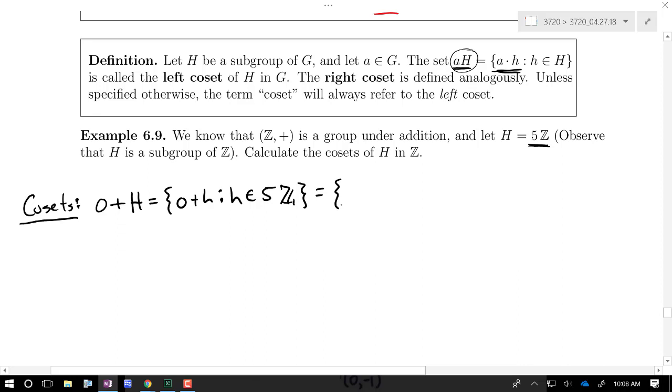So if h is in the subgroup 5Z, that means it's a multiple of 5. What do I get if I add 0 to a multiple of 5? Not a trick question. It's still a multiple of 5. Yeah, so as it turns out, this is going to be the same set. Minus 15, minus 10.